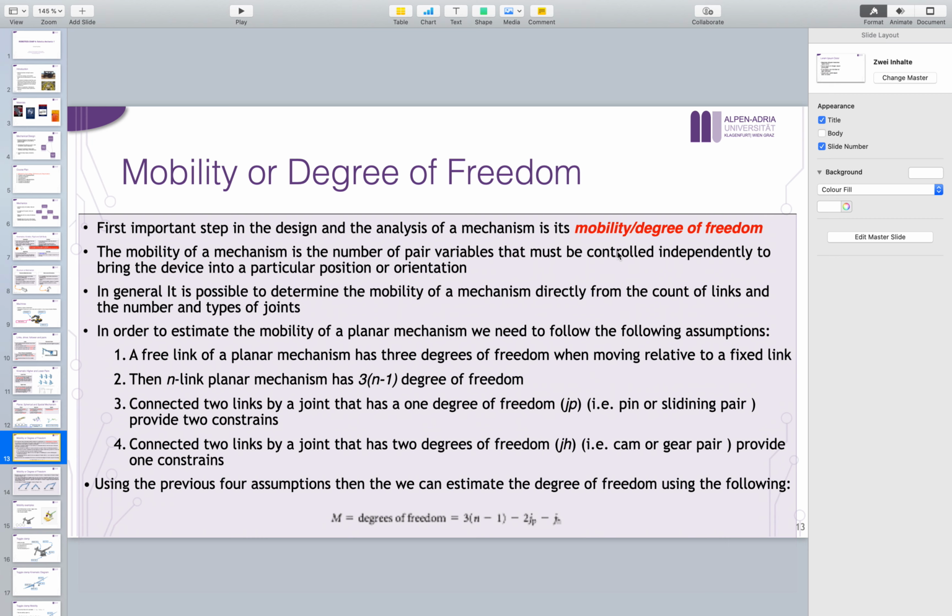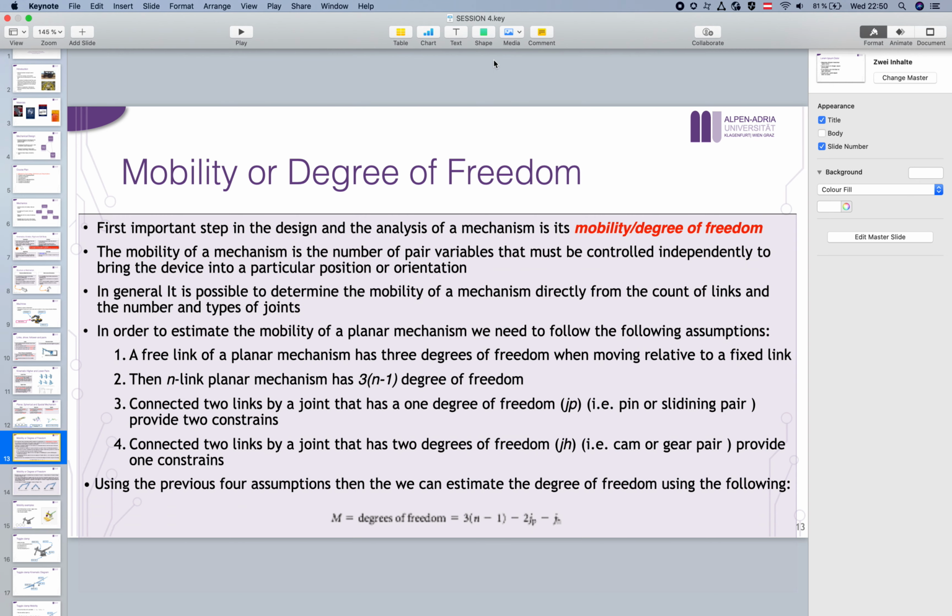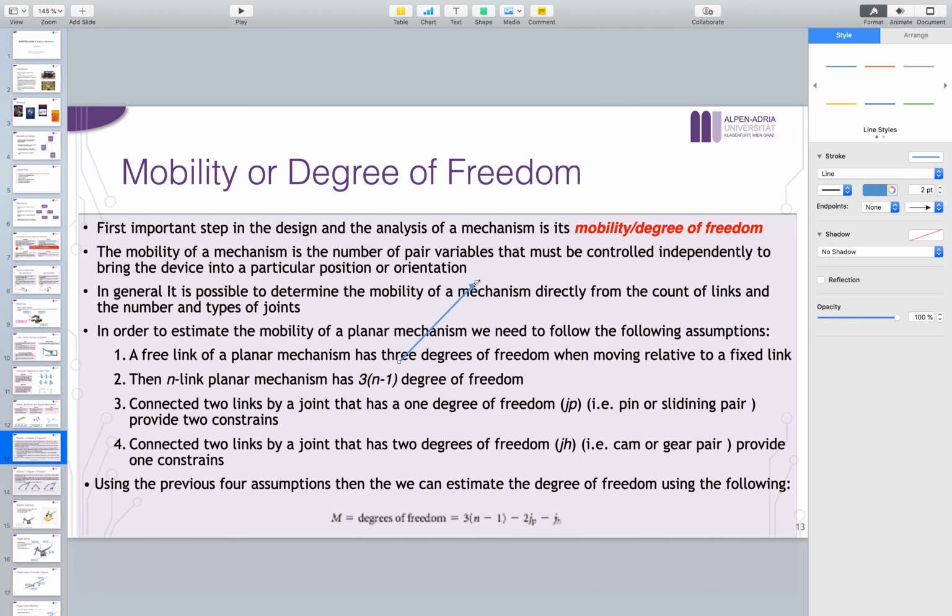If I have, let's say, one plane, so basically this is a two-dimensional plane or surface. Now, if I ask a question, let's say I have here a link, which is an object that lies on this surface. So it's not flying in the air, it's on this surface. If this link is free, not connected to any frame or to any other link, how many degrees of freedom does it have?